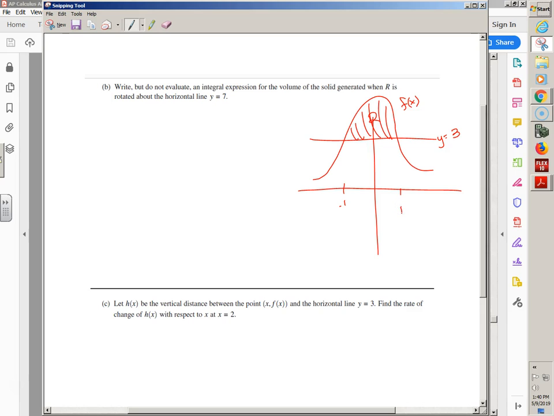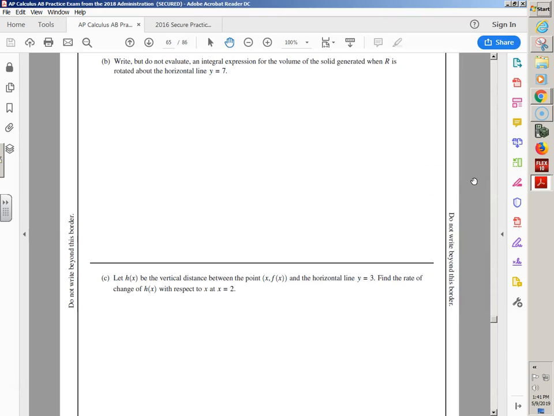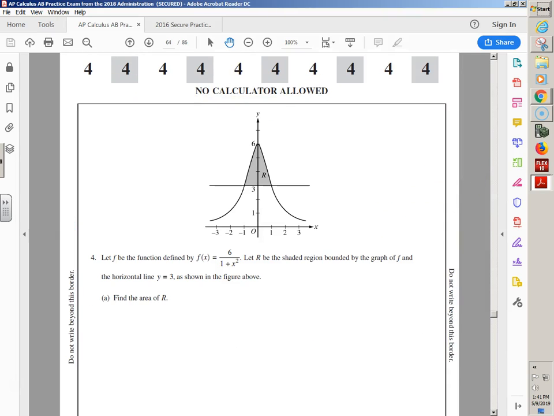B says, write but do not evaluate, so we don't have to actually solve an integral expression. They're giving us a hint. It's an integral for the volume of the solid generated when R is rotated about y equals 7. Isn't 7 up, guys? 7 is up, so this thing has to rotate up. It's 1 above the 6, and I was trying to get a nice picture of it.